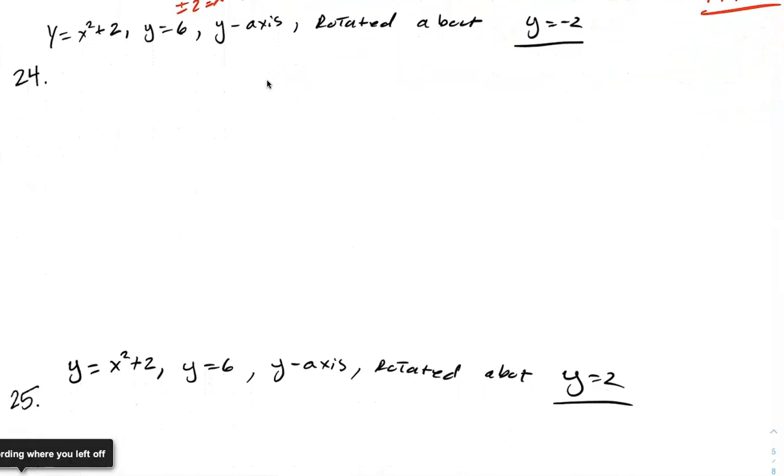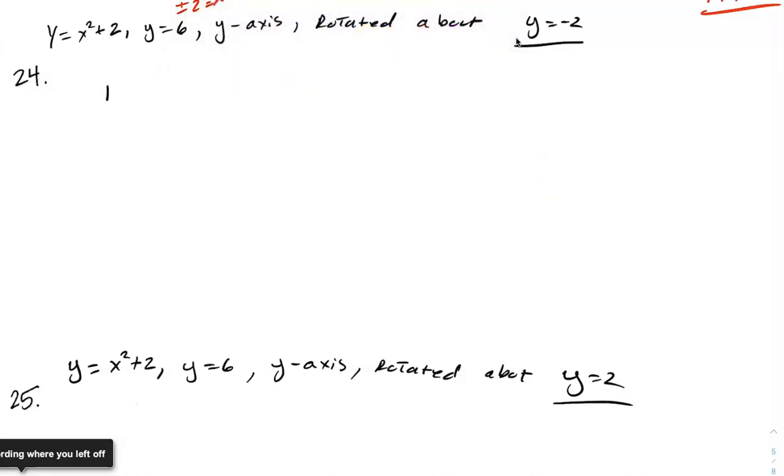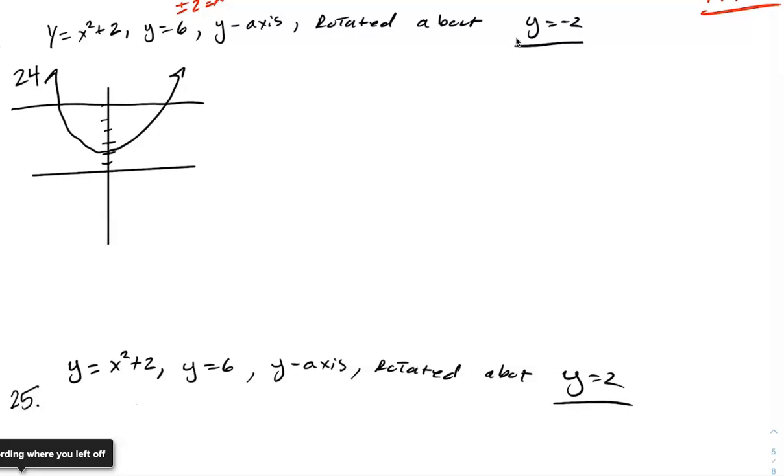So number 24. In 24, we have the exact same question, except now we're going to rotate about y equals negative 2. And that changes your r's. So let me draw that again, just real quick. So you have x squared plus 2. I have y equals 6. And then we're going to rotate across y equals negative 2. So this line right there. Again, that's going to change my r's. So that's how that's going to work.